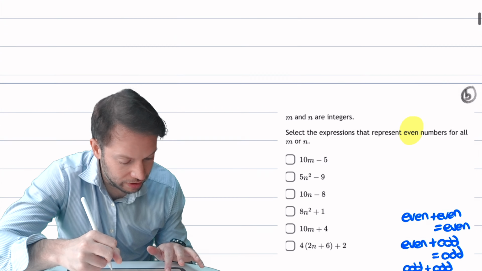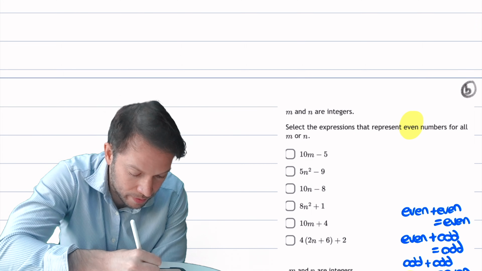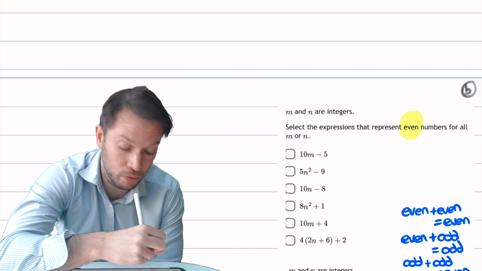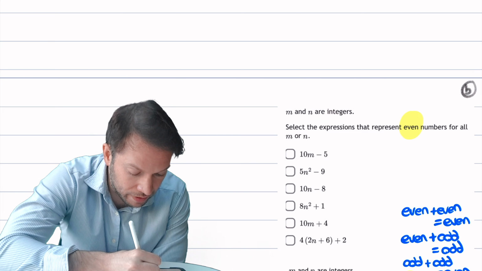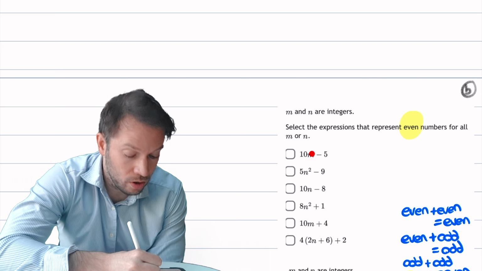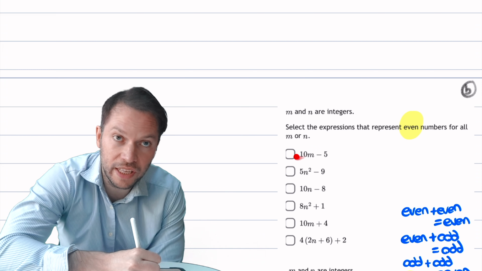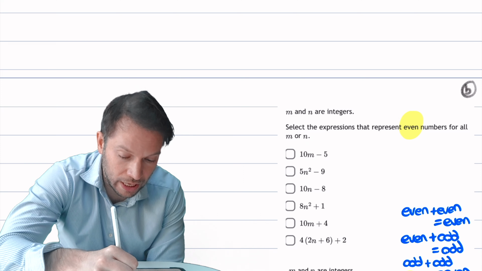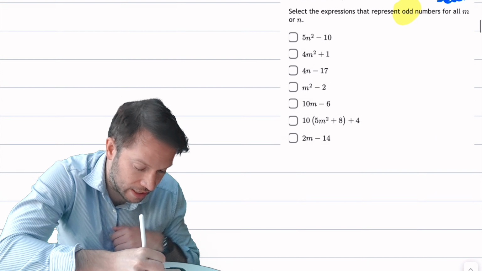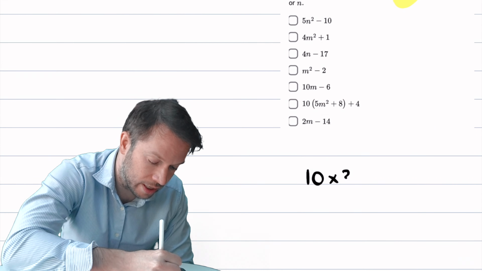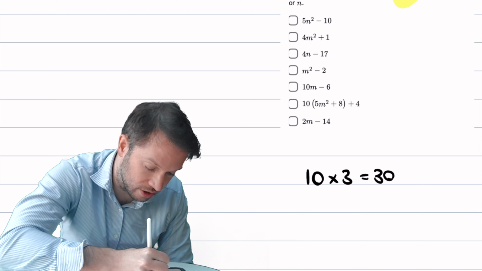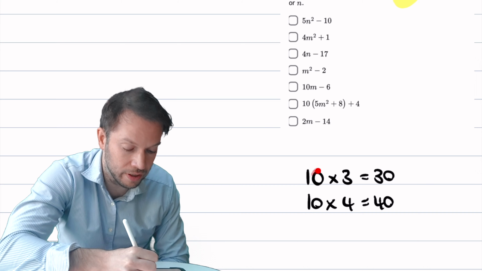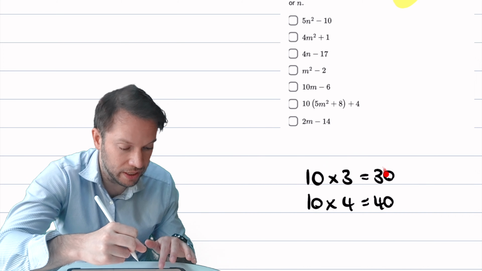Now, let's look at these different examples. We've got 10m minus 5, and we're told that m and n are integers. Integer just means whole number. Now, if we have 10 times a whole number, because 10 itself is even, even times a whole number is going to be even. If I do 10 times any whole number, like 10 times 3, it's 30, that is even. 10 times 4, that's 40, that's even. And that's because 10 is even, and even times any number is going to be even.